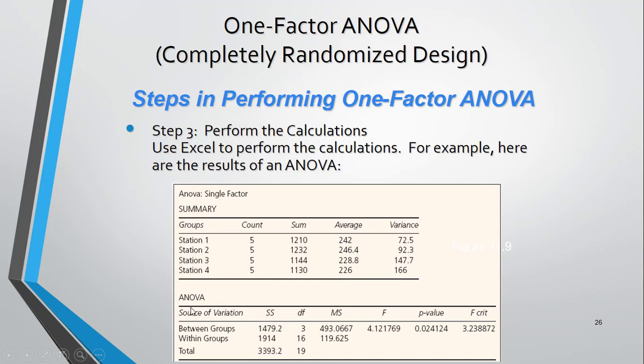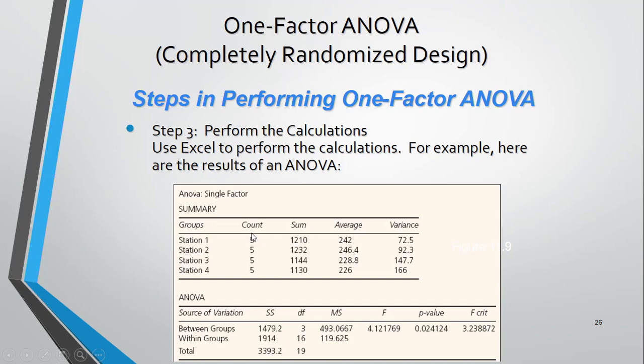After you do the ANOVA, you find that this is the between group SSA, and 1914 is the SSE. The degrees of freedom here is 3. Why is it 3? Because you have 4 groups, 1, 2, 3, 4, and 4 minus 1 is 3. And the total degrees of freedom is 19. Why is it 19?